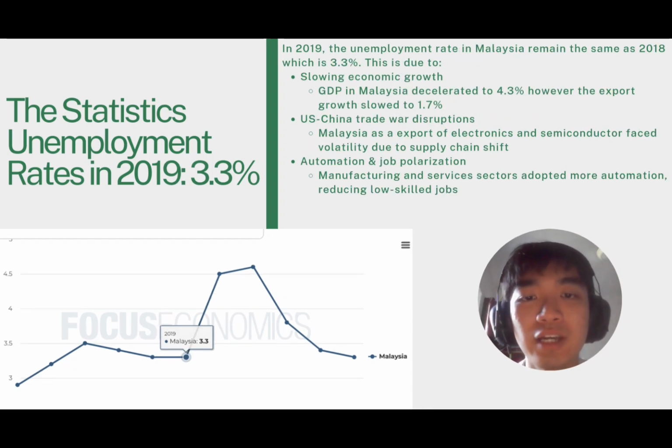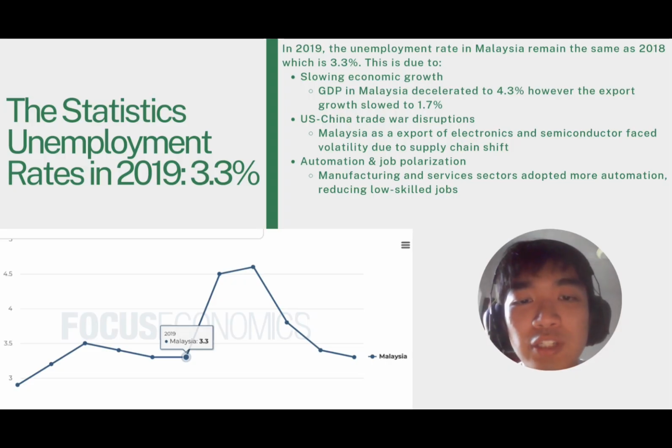In 2019, the unemployment rate in Malaysia remained the same as 2018, which is 3.3%. This is due to slowing economic growth. GDP in Malaysia decelerated to 4.3%. Export growth also slowed to 1.7%.